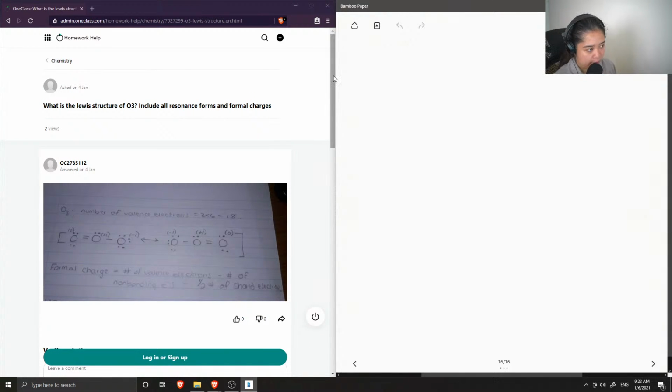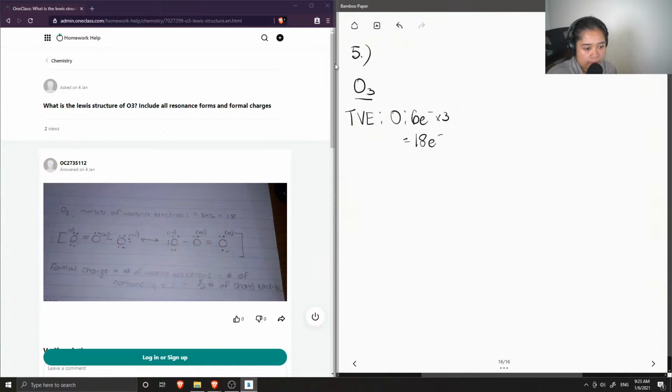Okay, so question 5. What is the Lewis structure of ozone? So this is O3. Include all resonance forms and formal charges. So let's calculate the total valence electrons. We have the oxygen atom only, which has 6 valence electrons, and we have 3. So we have a total of 18.